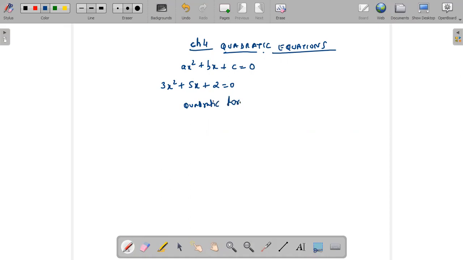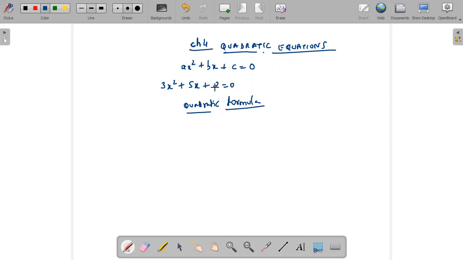Right? So this is a very, very useful method for those students who find splitting the middle term very tough. Because if the numbers are small, you are able to find the factors, but if the numbers are large, it becomes difficult for some of you. So this method, the quadratic formula, I'm going to explain.